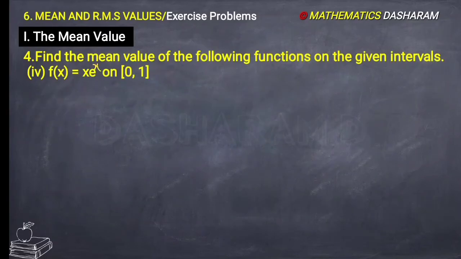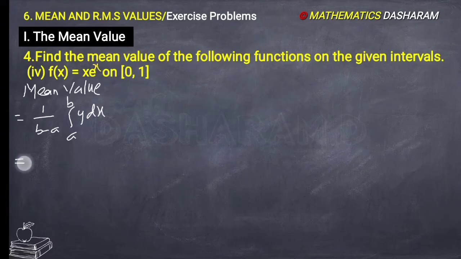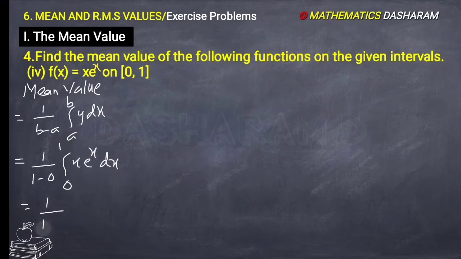Fourth one, f of x equals to x into e power x on 0 to 1. So mean value equals to 1 by b minus a integration a to b y dx. So 1 by 1 minus 0 integration 0 to 1, so y means x into e power x dx. So 1 by 1 minus 0 is 1.